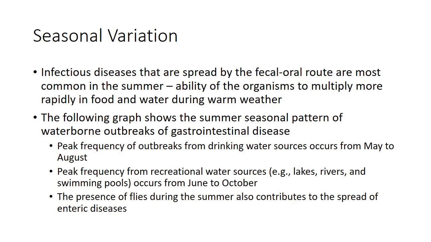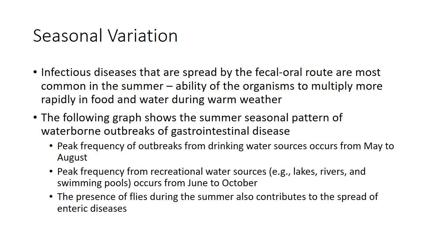We will see that infectious diseases that are spread by the fecal-oral route tend to be most common in the summertime, and this corresponds with the ability for these organisms to multiply more rapidly in things like food and water during the warm weather. The warm climate, warm temperature tends to increase the reproduction of a lot of these organisms. So again, that tends to peak during the summertime months.